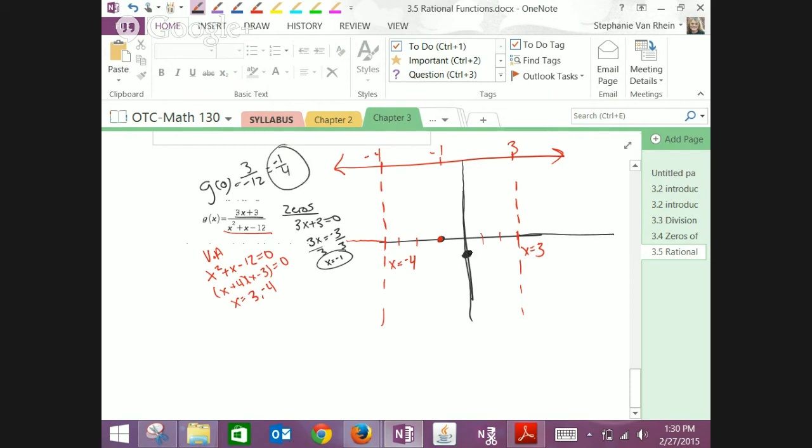So that means I cross here. This already tells me that I'm below the x-axis in this region. So I already know that I'm going to approach this here. It's the only thing I can do. From this point to this point, I have to stay below the x-axis, so I can't turn around. So I'm only going to approach this vertical asymptote on this side.